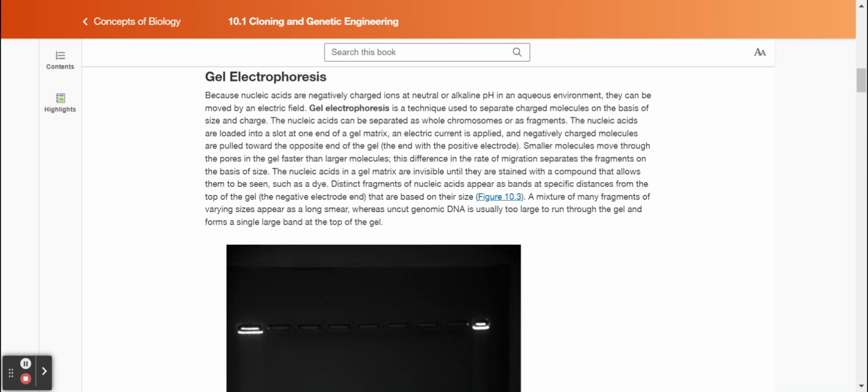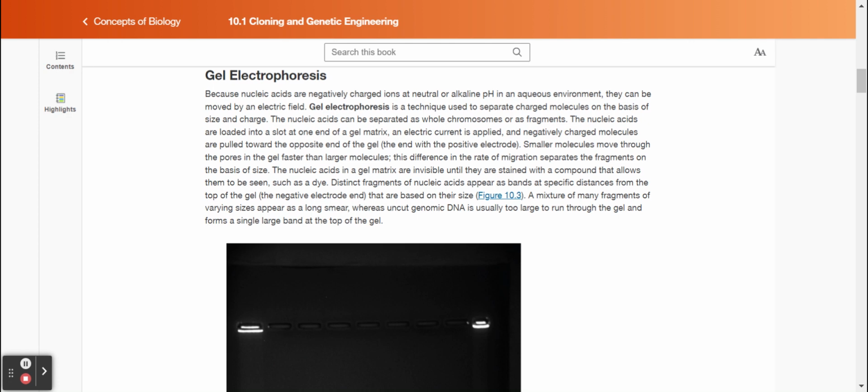The nucleic acids in a gel matrix are invisible until they are stained with a compound that allows them to be seen, such as a dye. Distinct fragments of nucleic acids appear as bands at specific distances from the top of the gel, the negative electrode end, that are based on their size. A mixture of many fragments of varying sizes appear as a long smear, whereas uncut genomic DNA is usually too large to run through the gel and forms a single large band at the top of the gel.